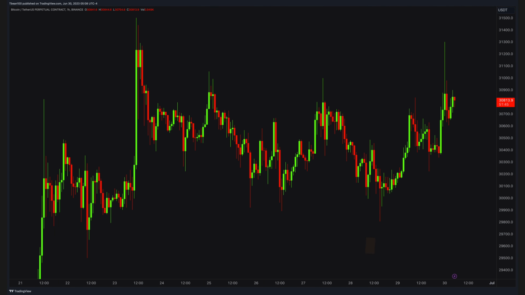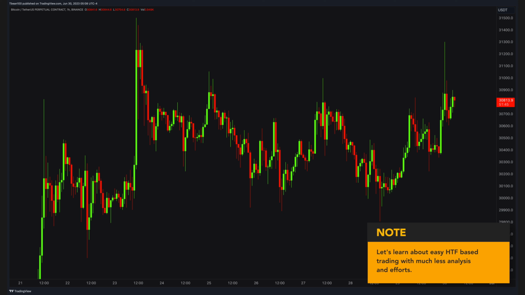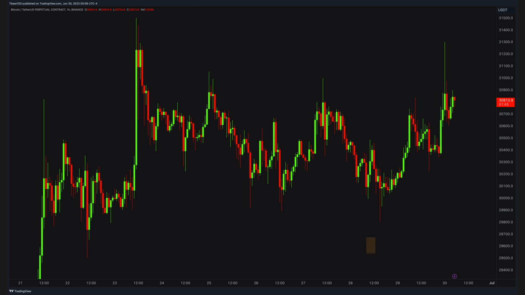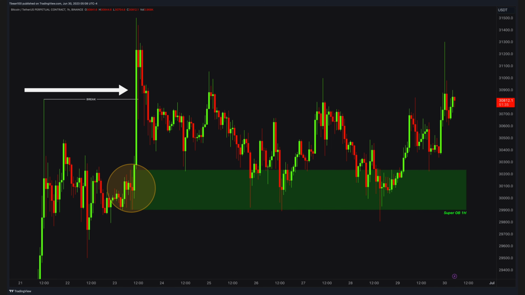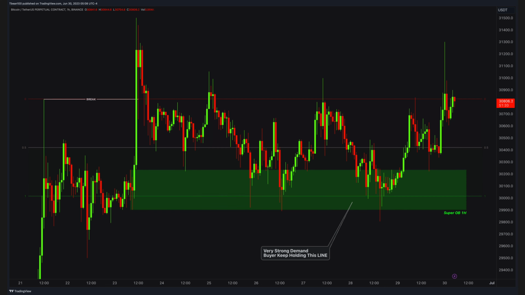Okay, let's talk about how to do less analysis and use single time frames to trade. Today I will focus on 1 hour time frame only. We have been following this chart for a long time. Once this very strong break happened, we all traded this super order block a lot, as you remember on Twitter. Now, what do you see here?